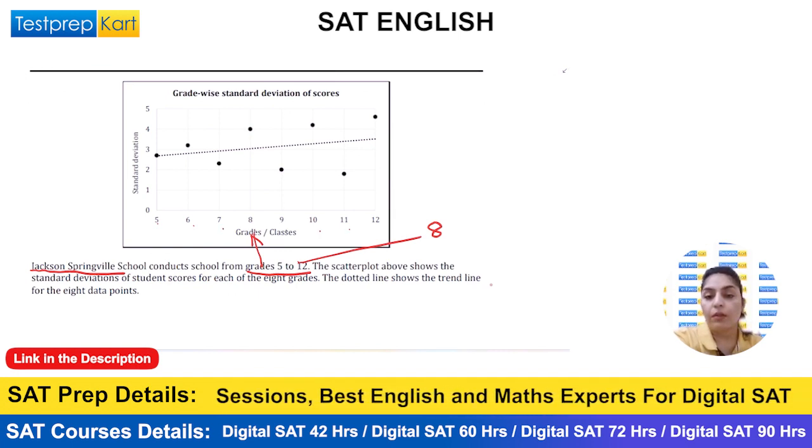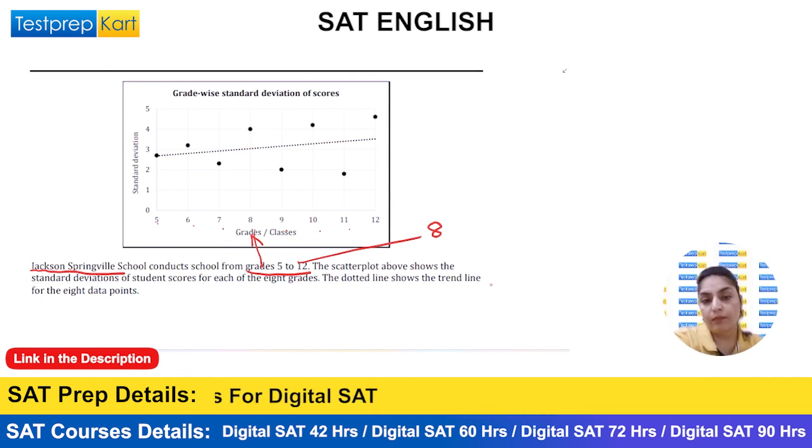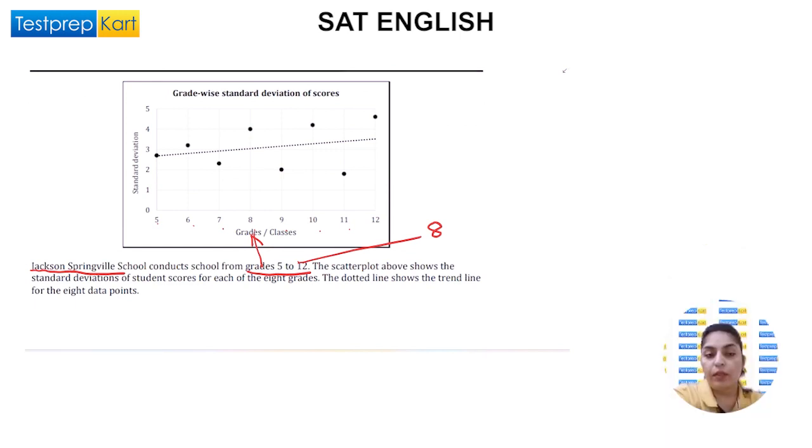The scatter plot above shows the standard deviations of student scores for each of the 8 grades. The dotted line shows the trend line for the 8 data points. This is our trend line, the dotted line which has dots. This is the trend line.